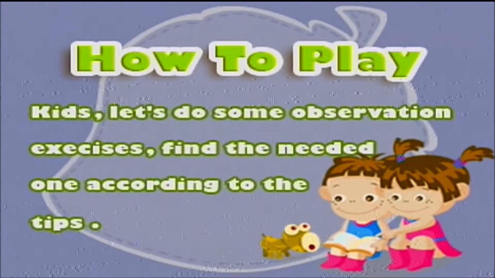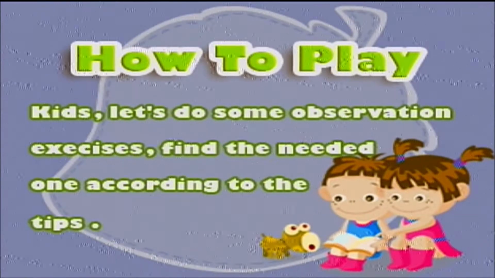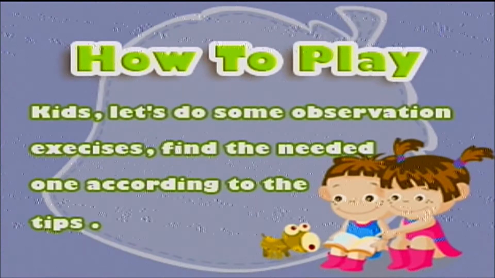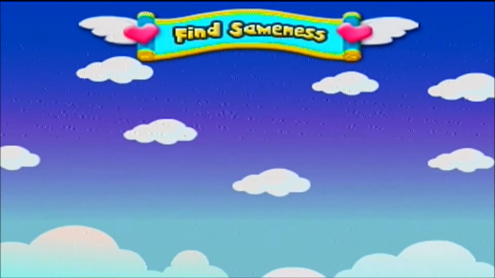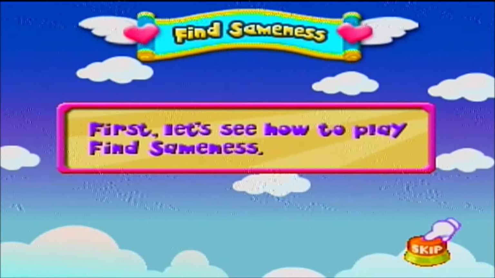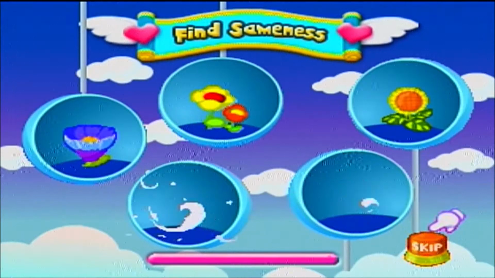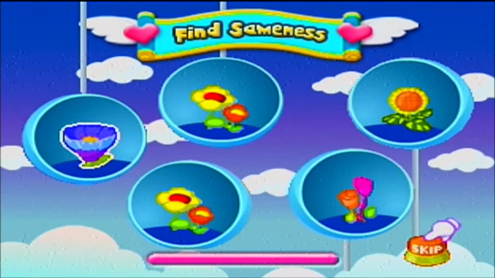Kids, let's do some observation exercises. Find the needed one according to the tape. Find sameness. First, let's see how to play find sameness. Find which two are the same.